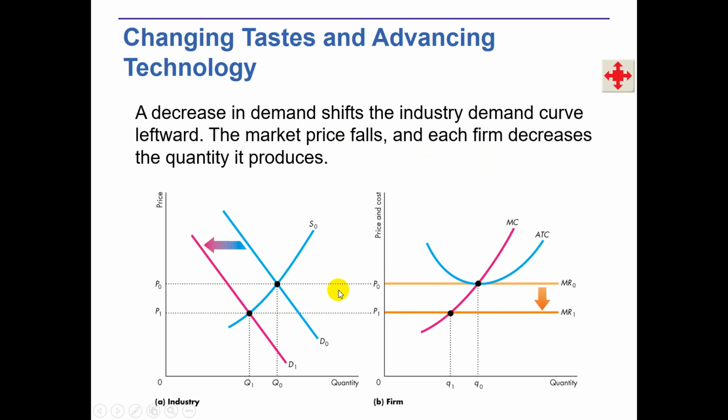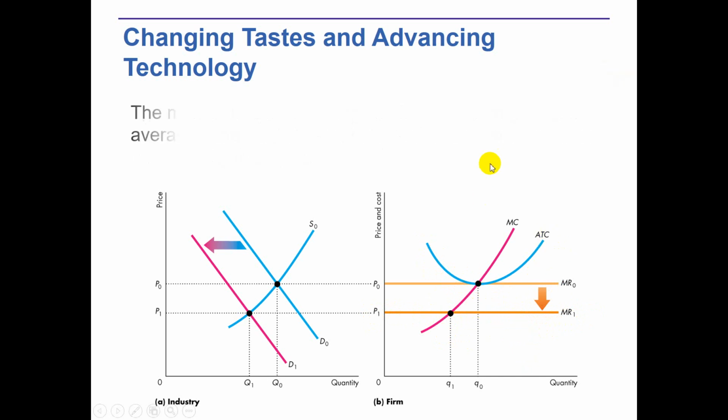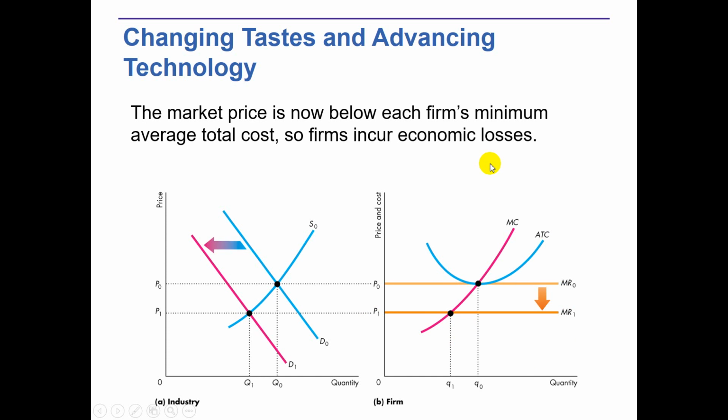So what will happen to the firm in the market because of this lower demand? You can see here the price has reduced. Because of this lower price, the marginal revenue is also reduced, and because price and marginal revenue have reduced, but the average total cost is higher than the marginal revenue, the firm will face an economic loss. So this is the phase of economic loss.